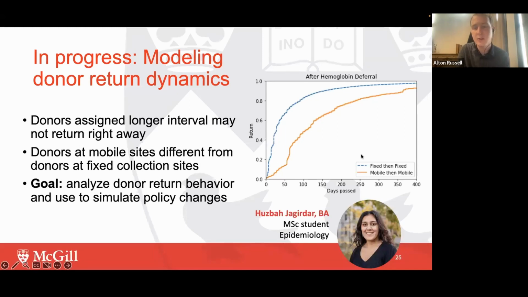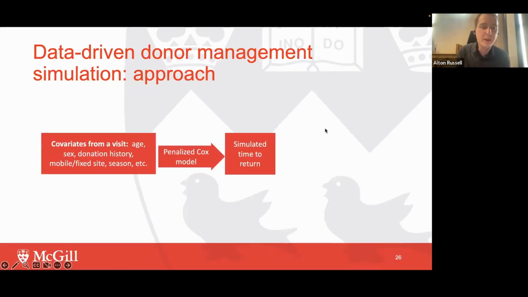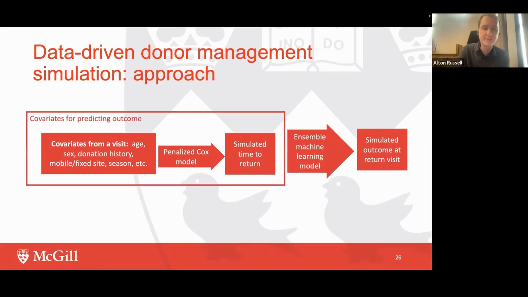And here you can just see that donors who are basically loyal to a fixed collection site came back a lot more than donors who are loyal to a mobile collection site. And the approach that we're working on taking here is kind of a nested prediction model approach. Huzba's already developed this penalized Cox model that can take the covariates from a visit, like about the individual and where they were donating, and simulate the estimated time until they come back for their next donation.